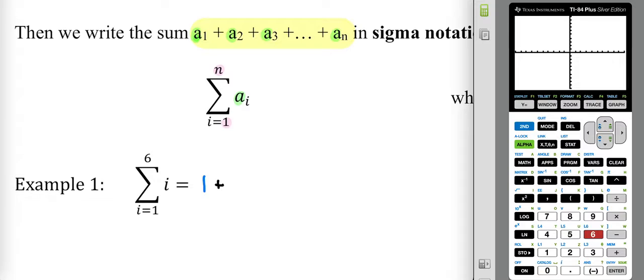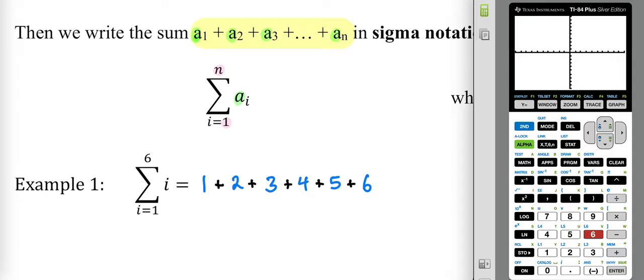That second number would be a 2. The third number would be a 3. The fourth number would be a 4. Then a 5. And then once we get to 6, we would stop. This would be the expansion of the summation notation, or sigma notation. It would just be a matter of adding all these up.